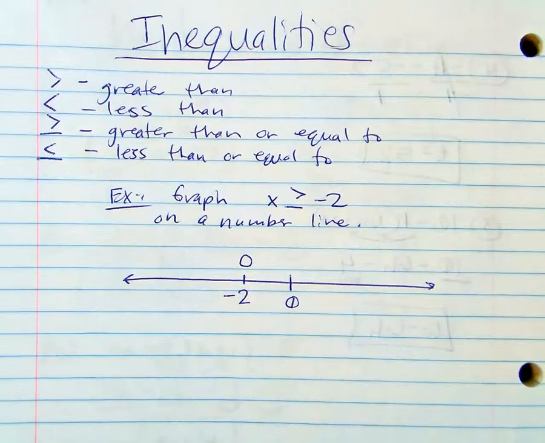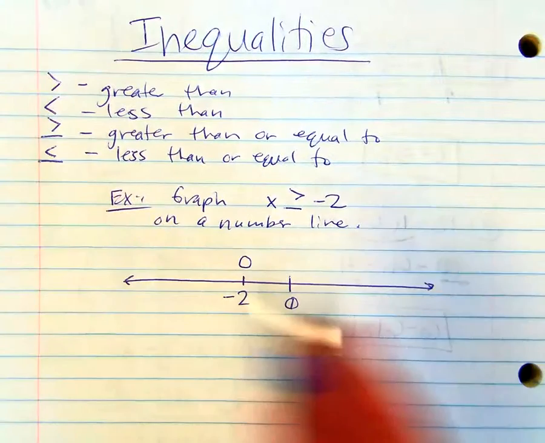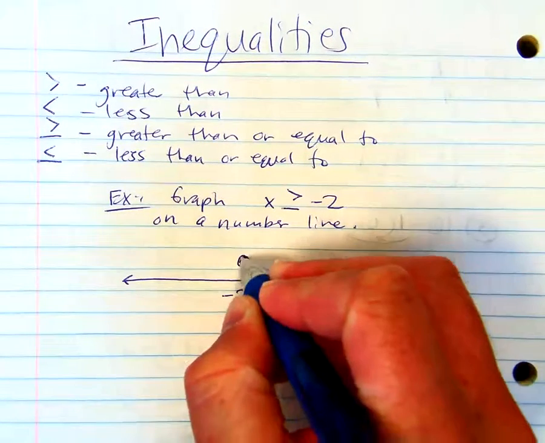And there is a big difference. Does anyone know the difference? Robin? Good. So is it greater than or equal to, or is it just greater than? In this case, greater than or equal to, it is underlined. We will shade it in.